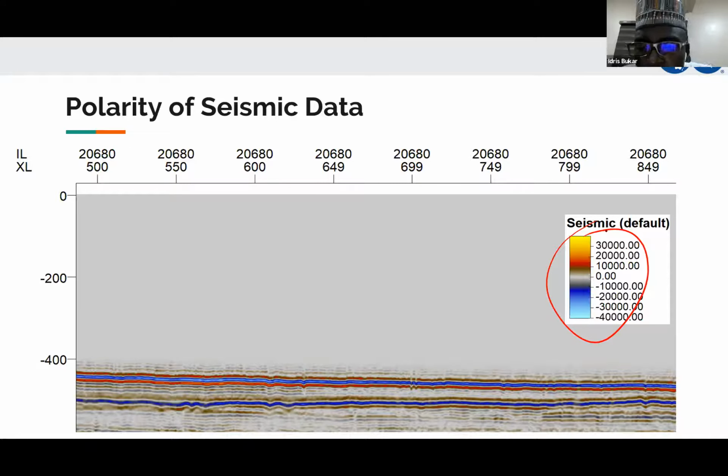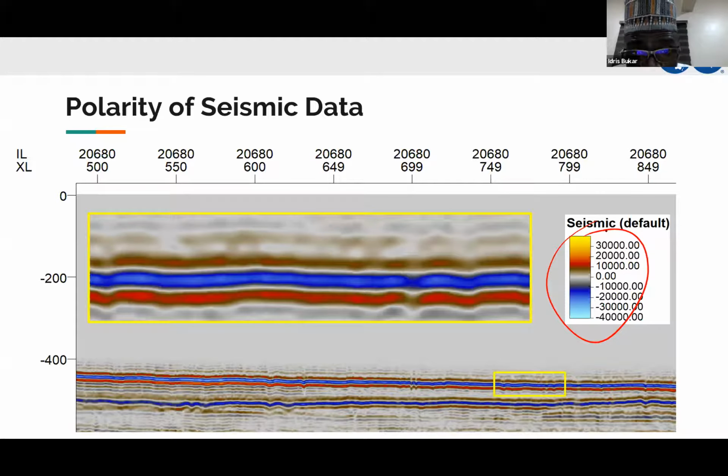So, what color is the seabed here? This is where some might see it as red, some might see it as blue. But if we take a closer look, it is blue, right? The seabed reflection is blue. There's a faint red on top of it, and there's another red beneath it.